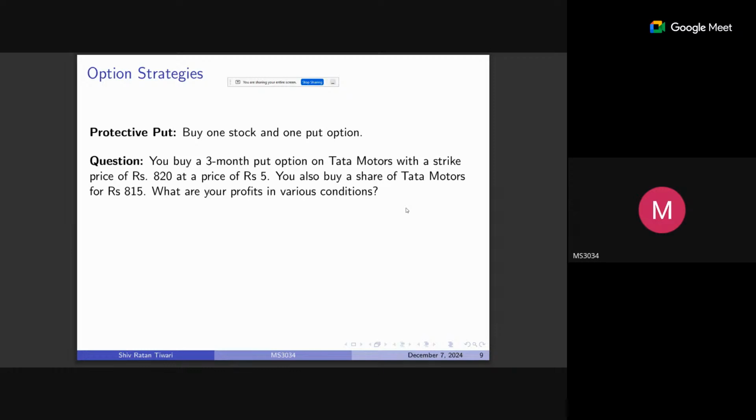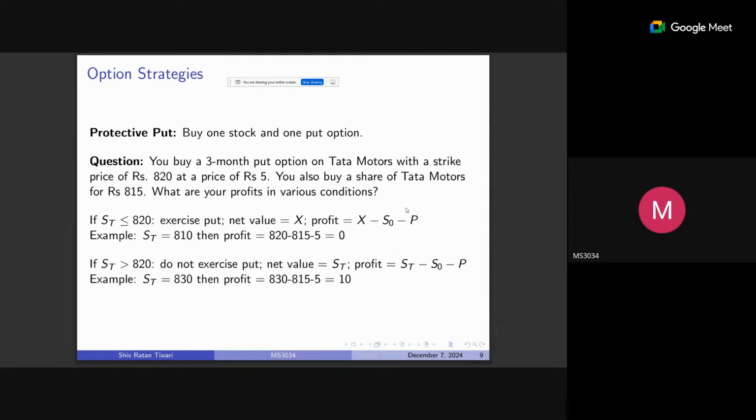There will be two conditions. One is if your share price on expiry is more than 820, or if it is less than 820. If it is less than or equal to 820, then what will you do? You will exercise your put option because this is giving you a positive payoff. Exercising the put option means you sell one share of Tata Motors at X. So your net value will be X, and the price you paid is S naught plus P, where S naught is the initial price, that is 815.